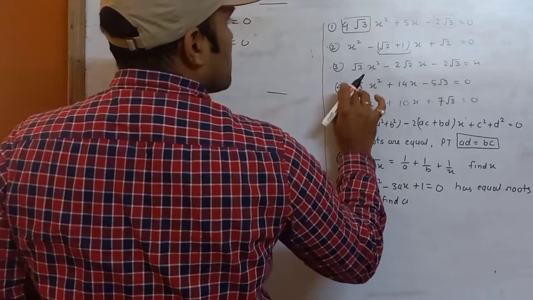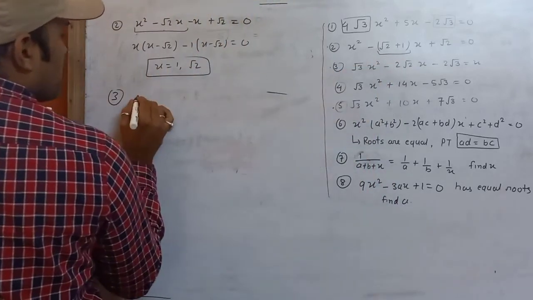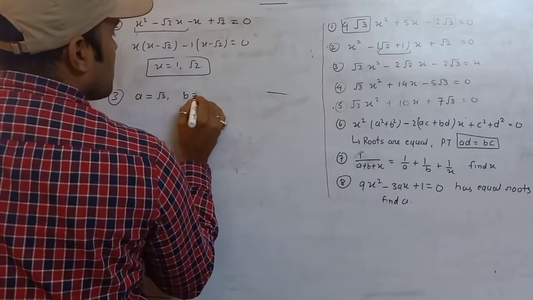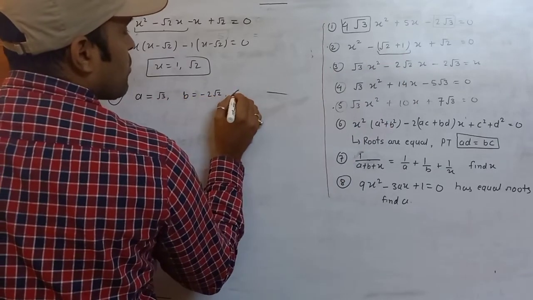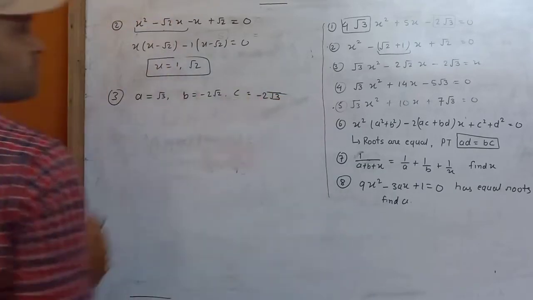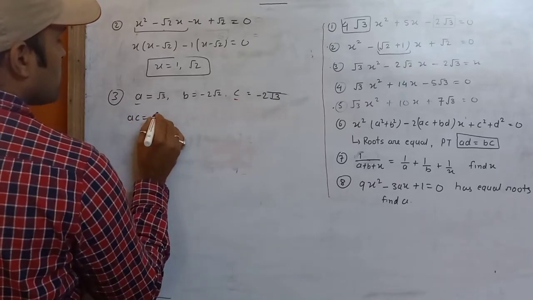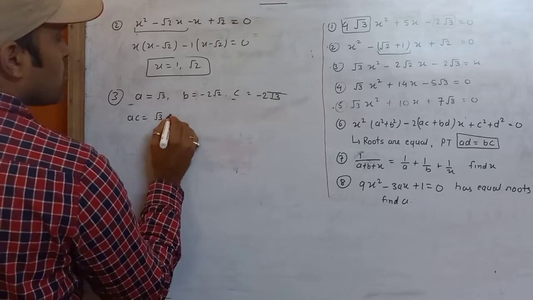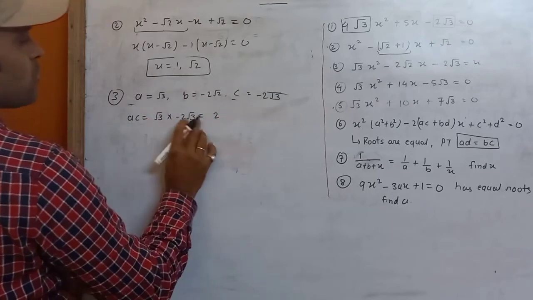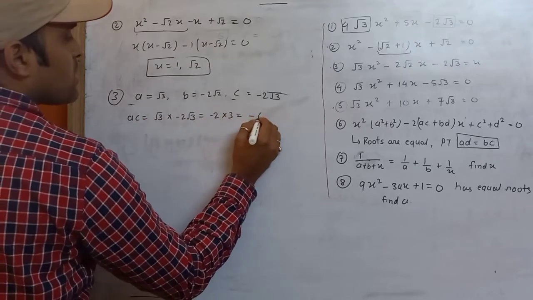Now question number 3. Questions 3 and 4 are similar, so I will solve the question number 3. In question 3, a is root 3. What is b? B is minus 2 root 2. And what is c? C is minus 2 root 3. So multiply a and c. Ac is equal to root 3 into minus 2 root 3. What we get here is 2 into root 3 into root 3, which is 3. So 2 into 3 is equal to minus 6.